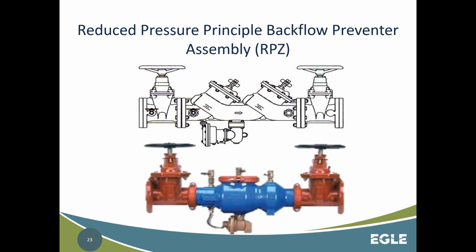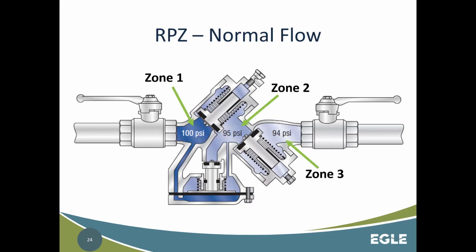So an air gap never fails because it's a physical separation. It's not a physical device or a mechanical device like this. But if you think about it, air gap applications aren't totally applicable in a lot of situations. So how does an RPZ work?